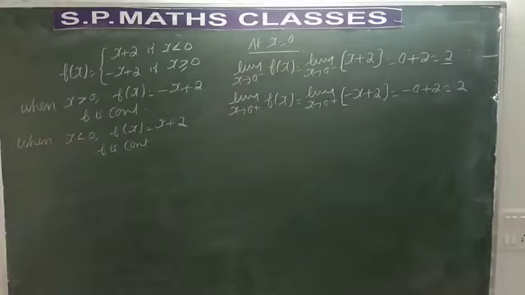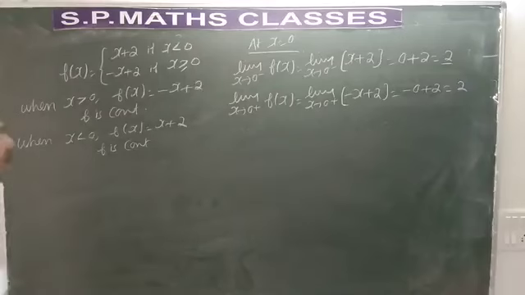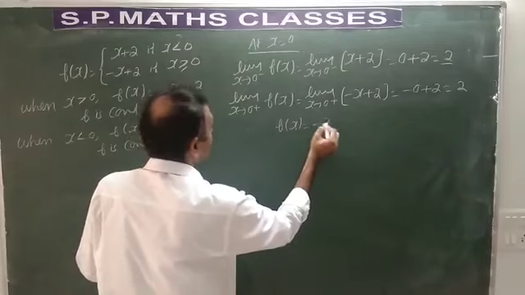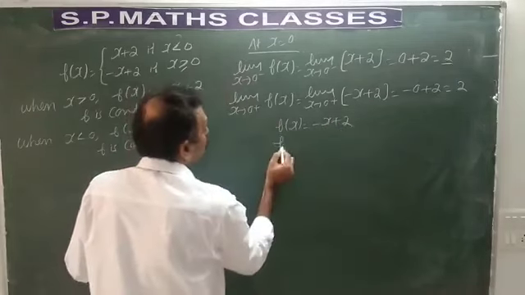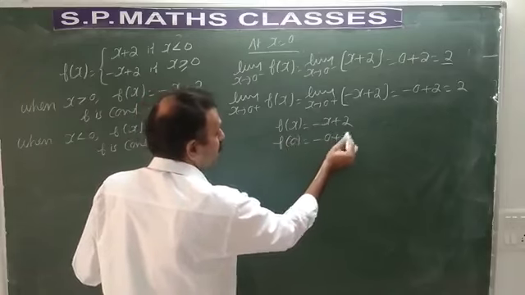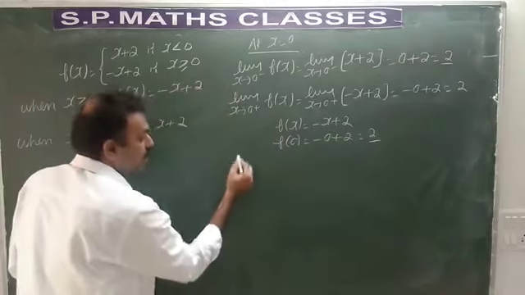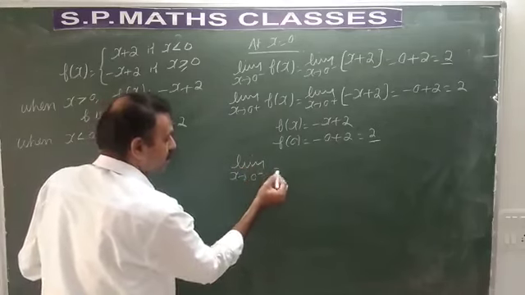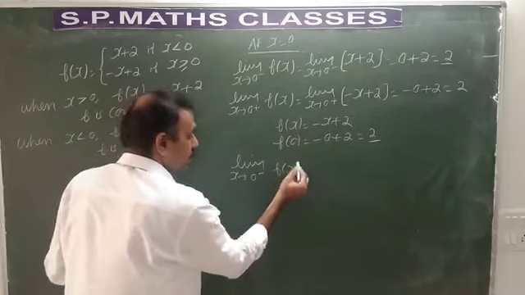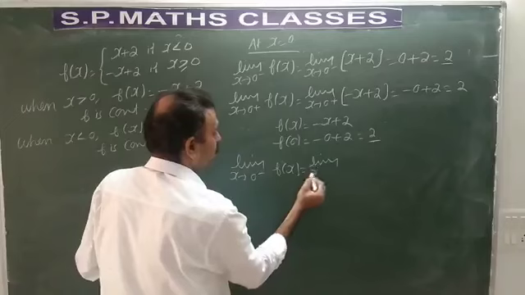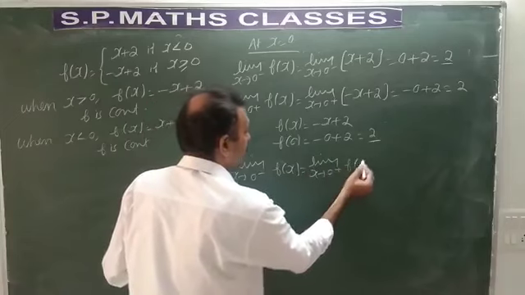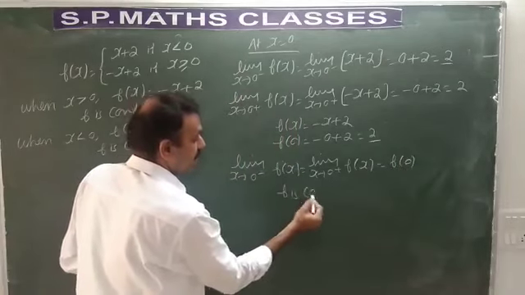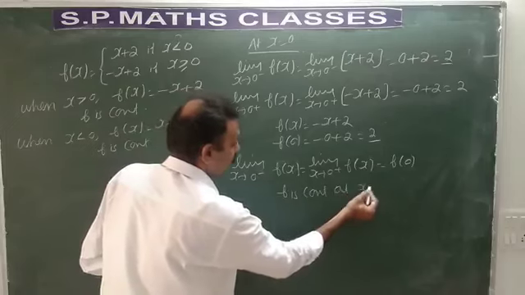So what is your conclusion? Left hand limit is equal to right hand limit. Let us take f of x is equal to minus x plus 2 for x is equal to 0. f of 0 will be minus 0 plus 2, which is equal to 2. So I conclude the limit as x tends to 0 minus of f of x is equal to the limit as x tends to 0 plus of f of x is equal to f of 0. So what is your conclusion? f is continuous at x is equal to 0.